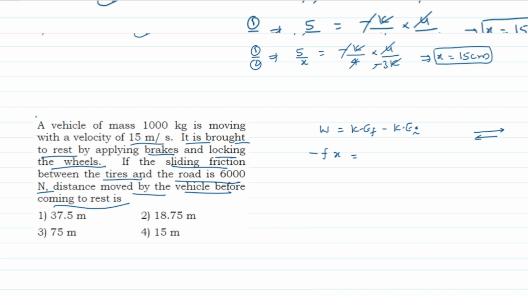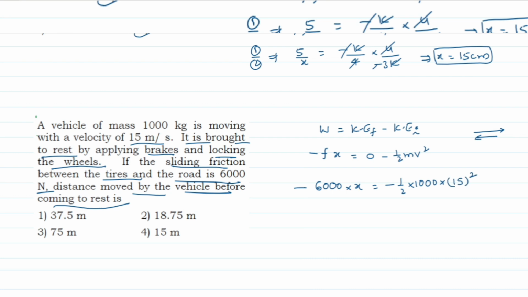So finally, when it comes to rest, the final kinetic energy will be 0 minus the initial kinetic energy, which you can take as half m v square. How much frictional force is given in this case? Here 6000 newtons is given, and x is the distance covered before it stops, which will be equal to minus half into m. Mass is given as 1000 into velocity is given as 15 whole square.